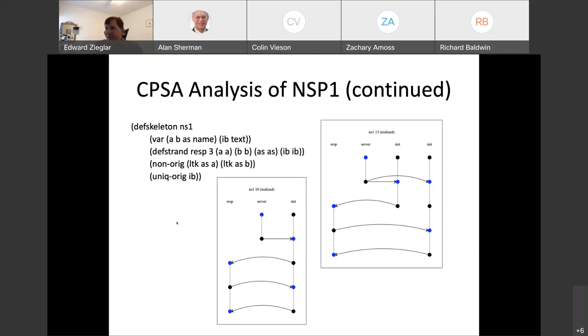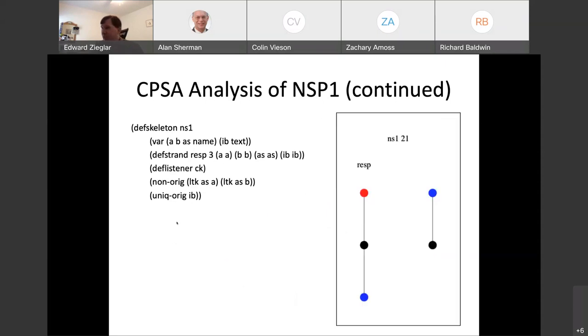Since I don't know that the nonce that the initiator generated is fresh, then I can get shapes where, if I'm not picking a fresh nonce, it is possible that I may have two runs where I chose the same security value.